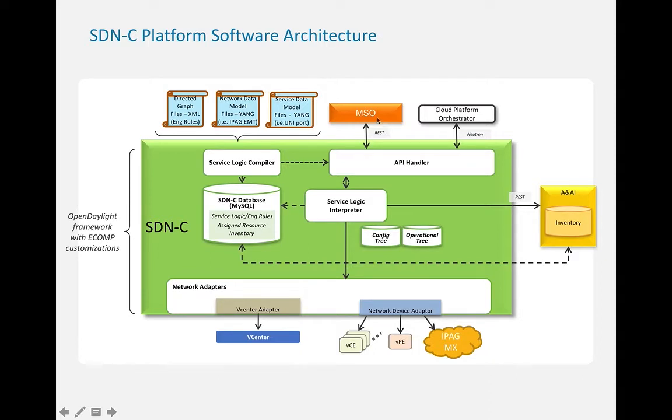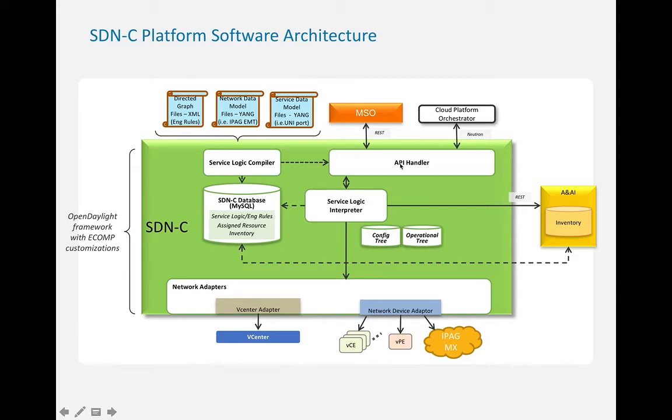The primary interface, northbound interface at least, to the SDN controller is the Master Service Orchestrator, MSO, within the ECOMP platform. The Master Service Orchestrator uses a REST API to invoke APIs that are exposed by the API handler. As I mentioned a moment ago, the format of those APIs are defined in the form of Yang models.